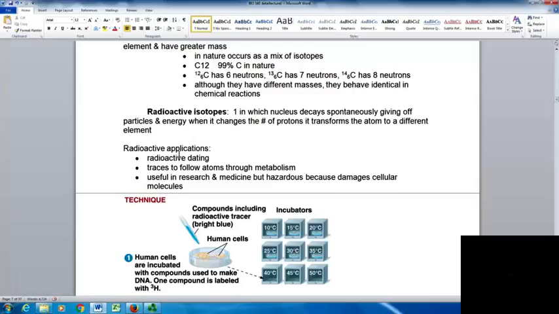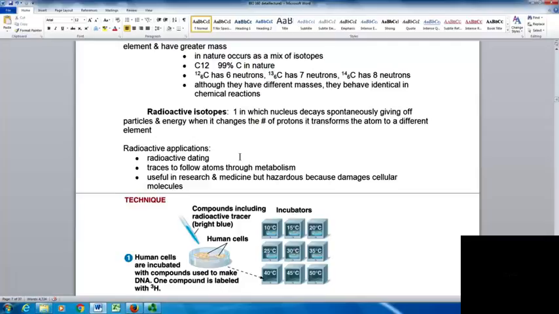It can be used in radioactive dating. We're not likely to run into that much in health occupations. Generally, if something's old enough to use radioactive dating, you're not going to be doing anything with it in healthcare. It's far beyond it. You can use them as tracers to follow atoms through metabolism.